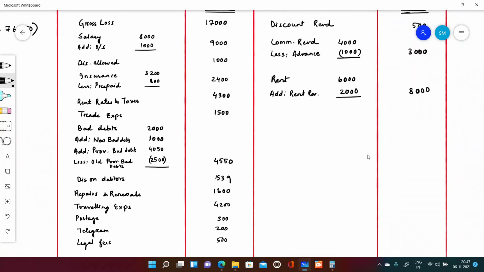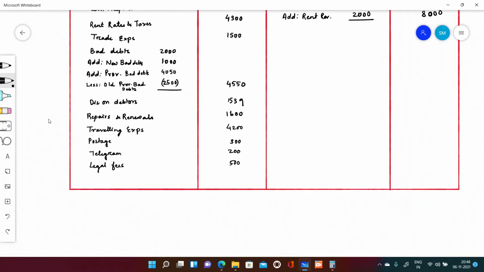17,000 as loss, salary, discount allowed 1000, insurance 3200 minus 800, that is 2400, rent, rate, taxes 4300. Yes, then your trade expenses 1500. Yes, bad debts, yes, discount on debtors. Then renewal 1600, traveling expenses 4200, postage, legal fees, yes it is there. One more, that is your depreciation.